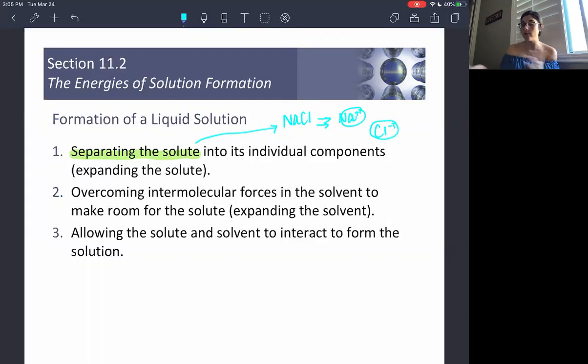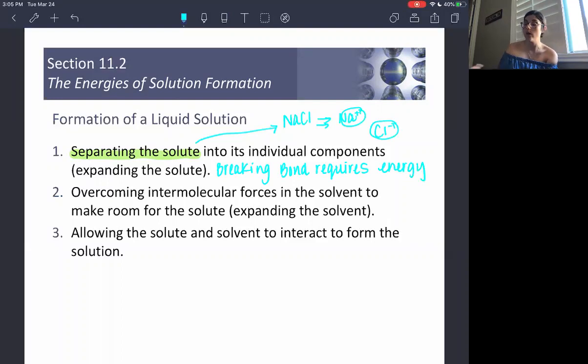So that takes energy, because breaking a bond requires energy, just like breaking a stick requires energy, just like breaking a bone requires energy. Any type of bond breaking requires energy. So step one is going to require an energy input.